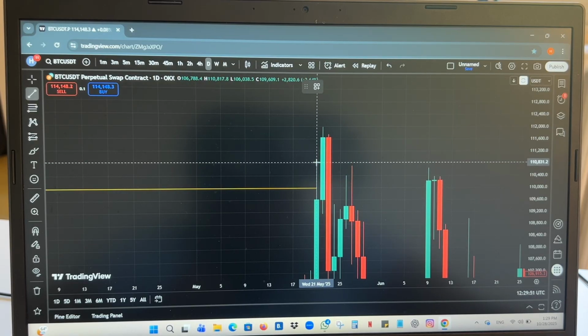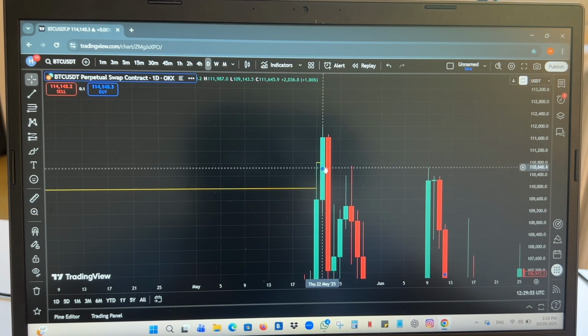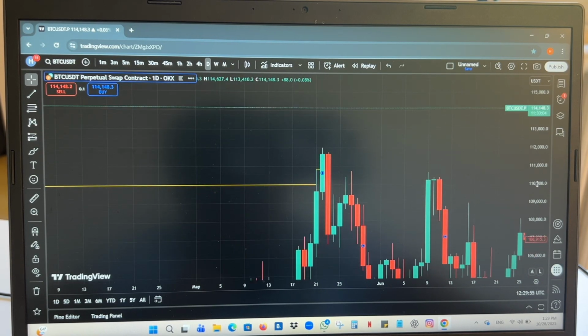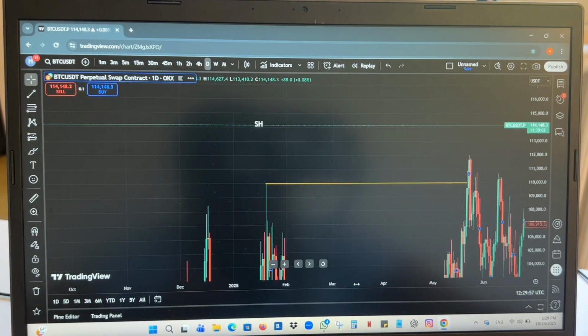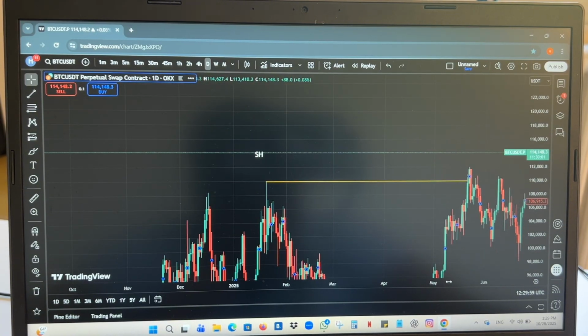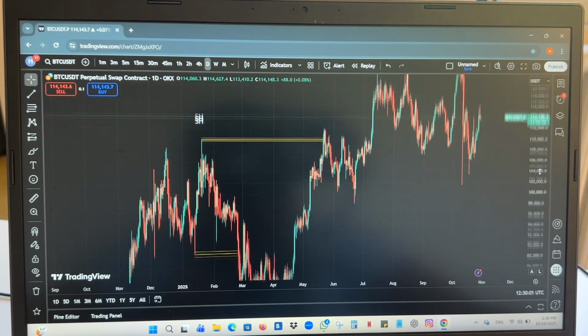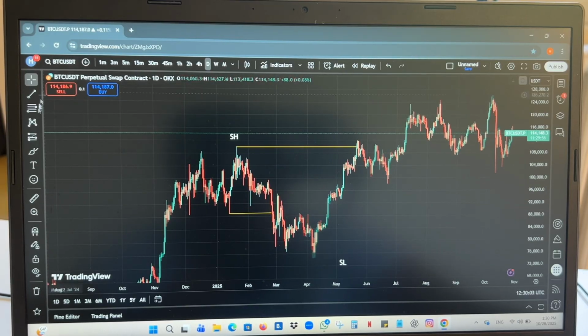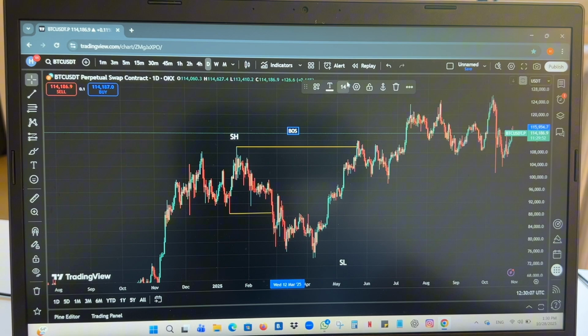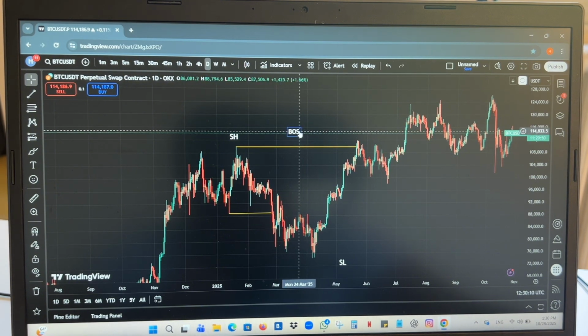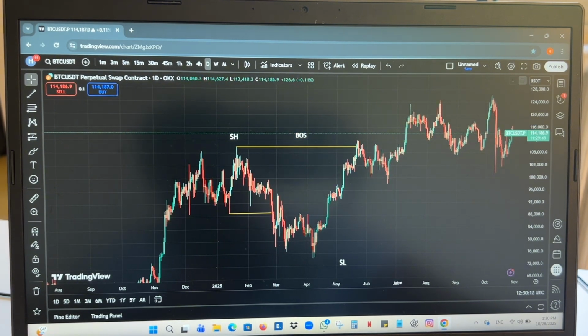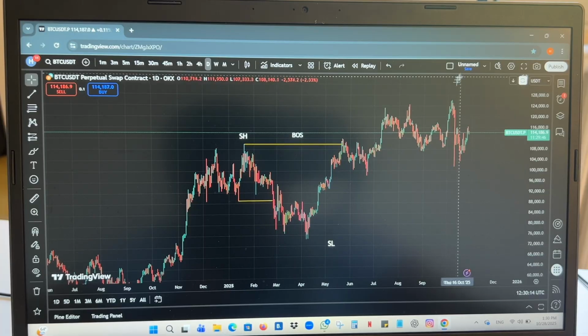So we are going to go to the next wick, and we are going to draw from this wick to this body. There you go, it touches the body. So what does that confirm? That confirms that this is a confirmed BOS. There you go. That is how you identify a BOS in an uptrend.